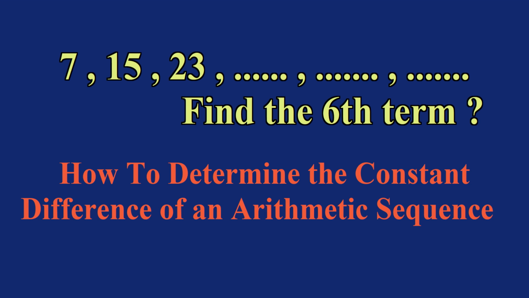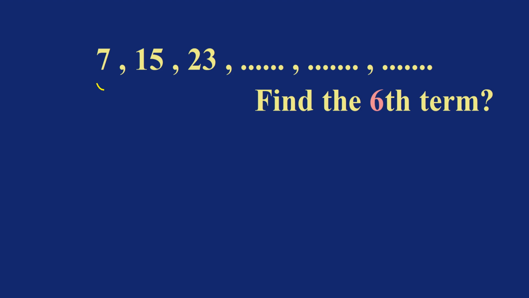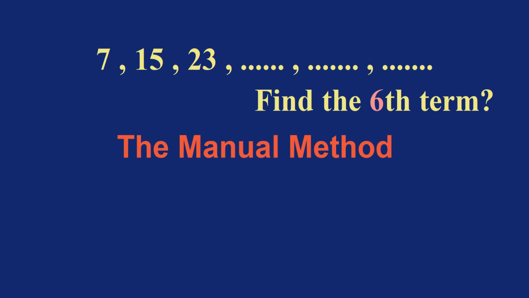On today's adventure, we have this sequence 7, 15, 23, and our goal is to get the sixth term. Today I am showing you two methods to solve this problem. The first method is called the manual method. This method is perfect for short arithmetic sequences.